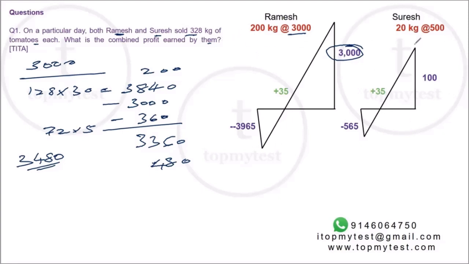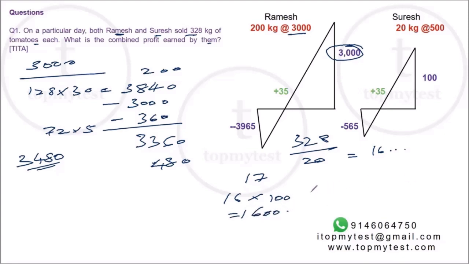Right, let's do it for Suresh. Now Suresh gets bags of 20. To sell 328 kilos, he will have to get 16 point something. He has to order 17 bags. On the first 16 bags, he's going to make 100 rupees each. That's 1600.